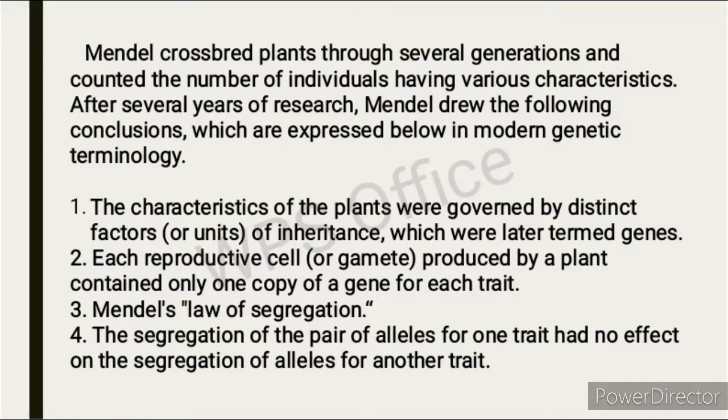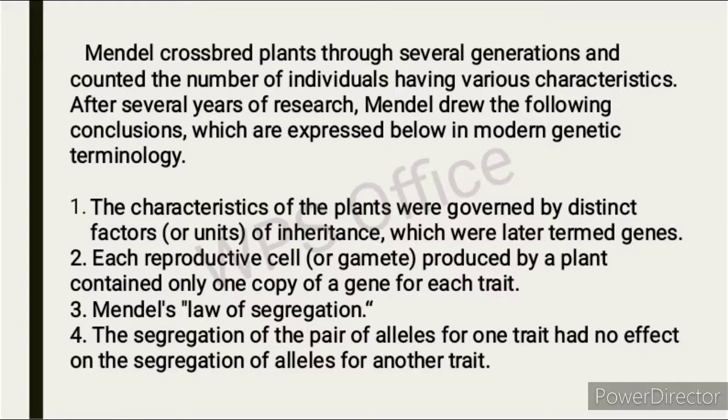After several years of research, Mendel drew the following conclusions, which are expressed below in modern genetic terminology. First, the characteristics of the plants were governed by distinct factors or units of inheritance, which were later termed genes. An individual plant possessed two copies of the gene that controlled the development of each trait, one derived from each parent. The two copies could be either identical to one another or non-identical. Alternate forms of a gene are called alleles.